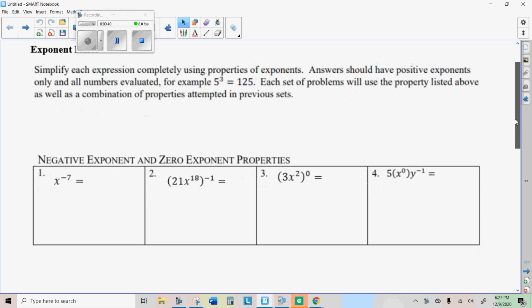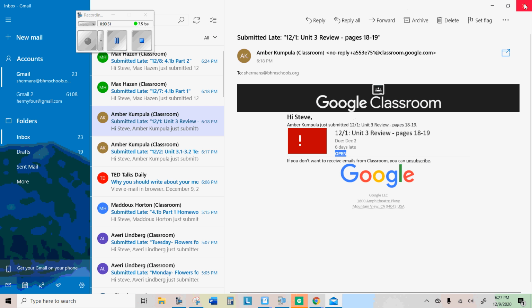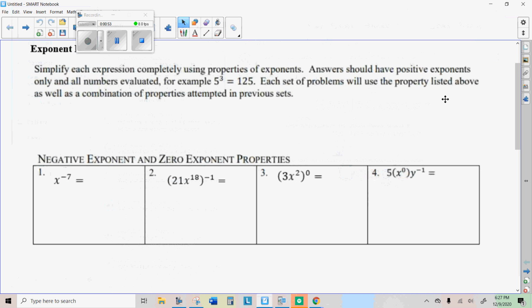The first property is the negative exponent and zero exponent property. So any number to the zero power, so let's write it like this. Any number to the zero power always equals 1, except for 0. 0 to the 0 is not equal to 1, but any other number to the 0 power is 1. Here's a quick example. 5 to the 0 will equal 1. Any number to the 0 will equal 1.